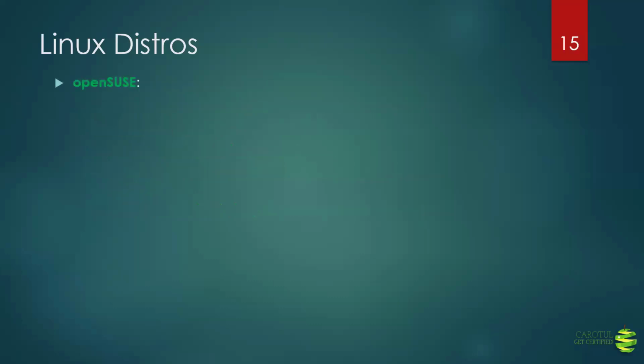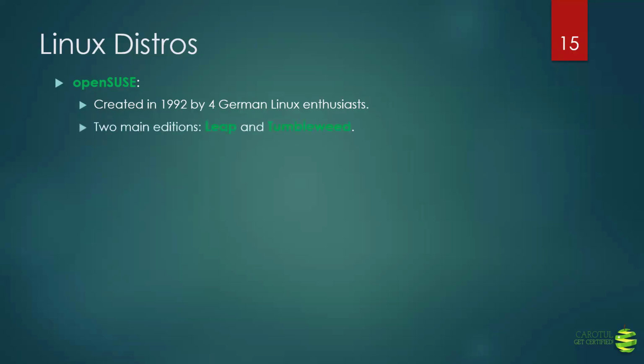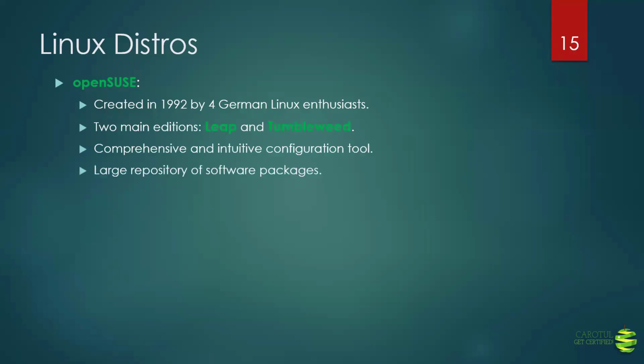On the other hand, you also have openSUSE, which is one of the very old distributions, created in 1992 by four German Linux enthusiasts. It has two main editions, Leap and Tumbleweed. It has comprehensive and intuitive configuration tools as well, a large repository of software packages, excellent documentation, and it actually depends on the RPM package manager.